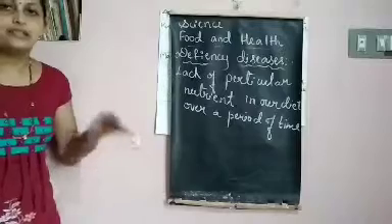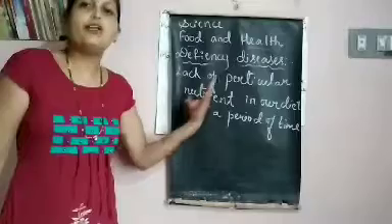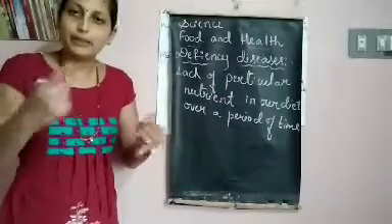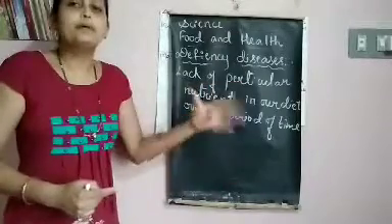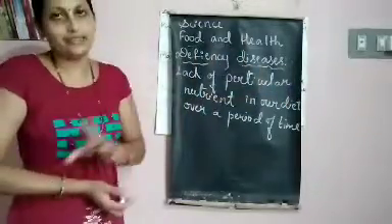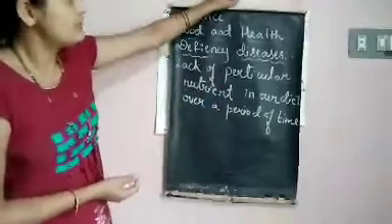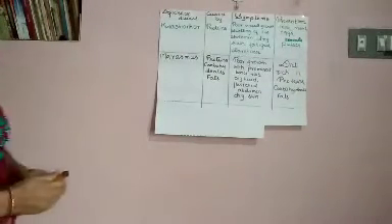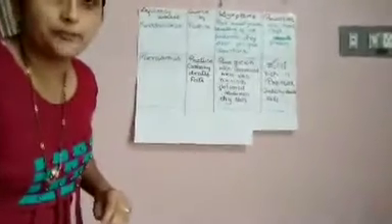So deficiency means lack. Deficiency diseases are caused by the lack of a particular nutrient in our diet. It may be carbohydrate or protein or vitamin or mineral or fat. So lack of a particular nutrient causes diseases. Such diseases are called deficiency diseases. Let us study these diseases one by one. First we have kwashiorkor.